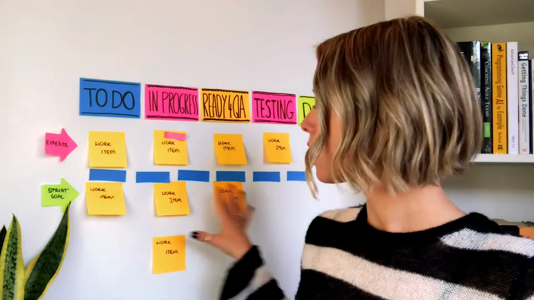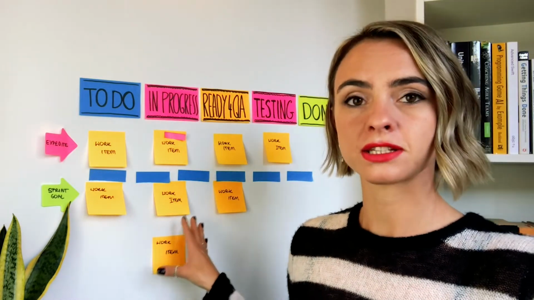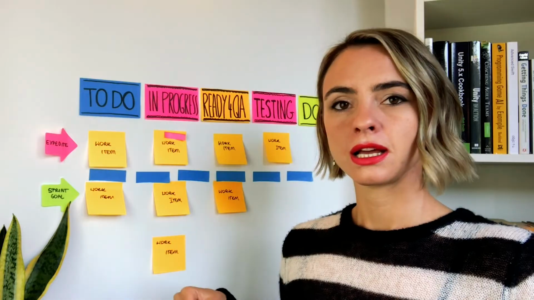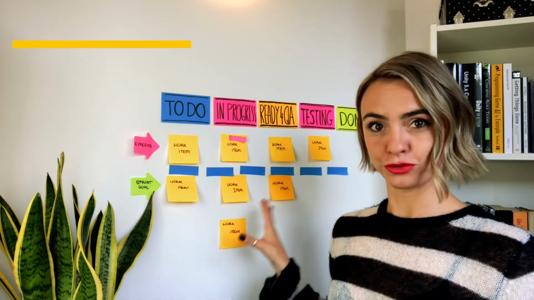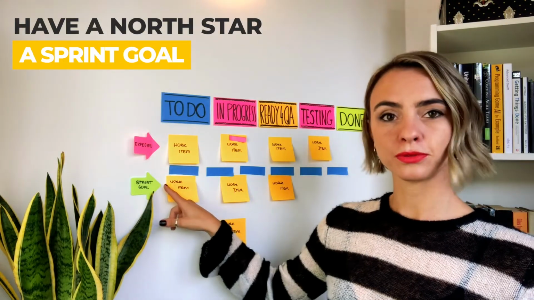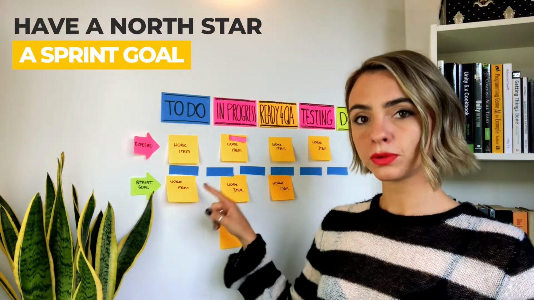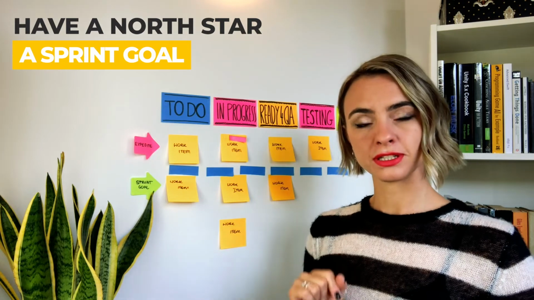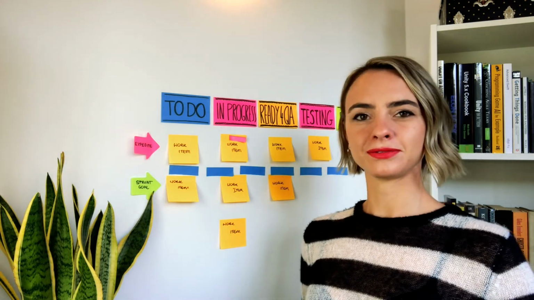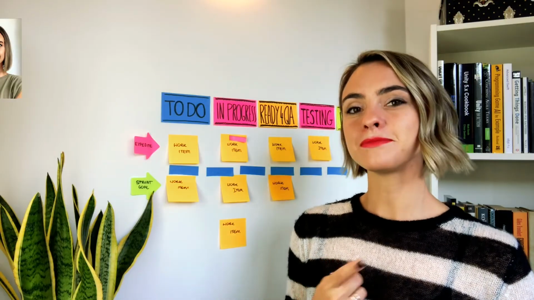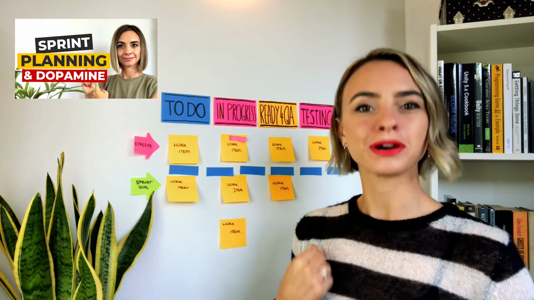These items will amount to a different percentage in your sprint backlog, and that's okay. From my experience, the important thing is to have a North Star, a sprint goal that we want to accomplish as a team. It will guide the team in priority definition, and achieving it will make them feel good about themselves. The dopamine effect that I mentioned in my video about the sprint planning.